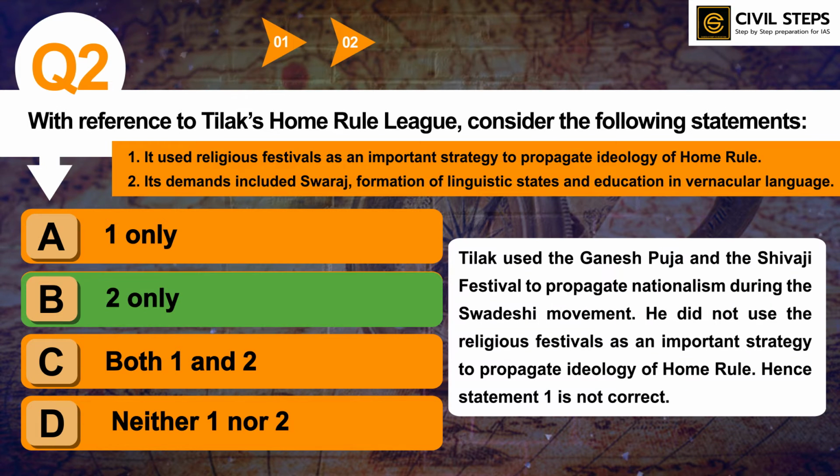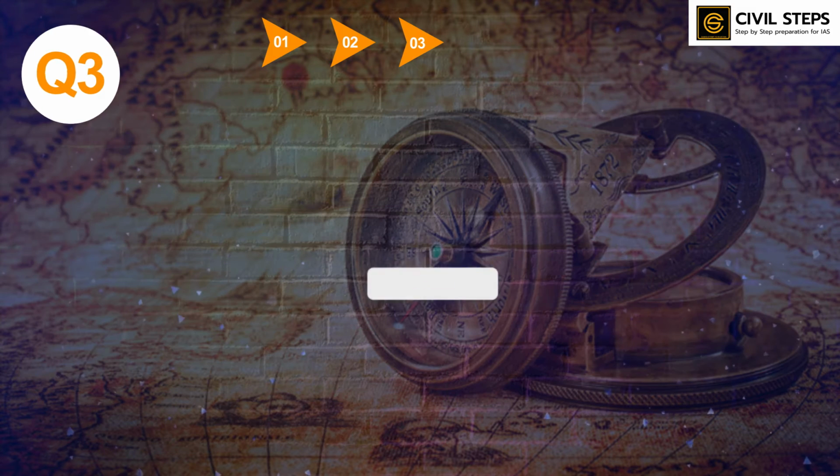So Tilak used the Ganesh Puja and Shivaji festival to propagate nationalism during the Swadeshi movement. He did not use the religious festivals as an important strategy to propagate the ideology of home rule. Hence, statement number 1 is not correct and statement number 2 is correct. So that's why the answer is option B, 2 only. So let us discuss question number 3.